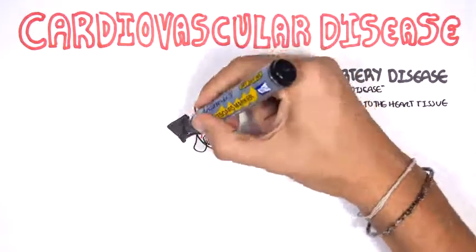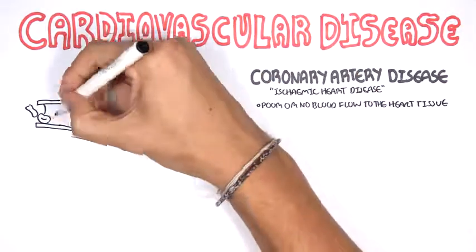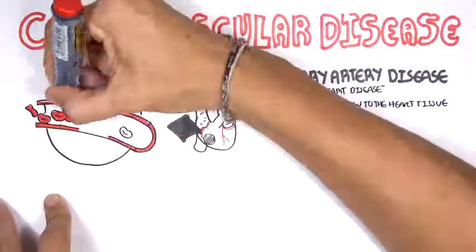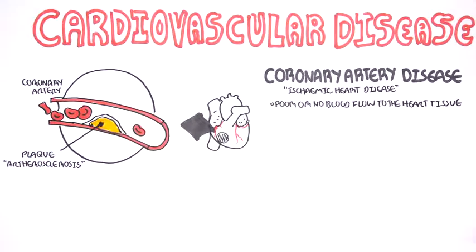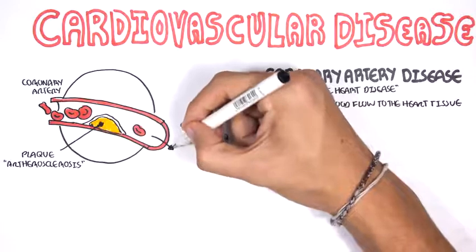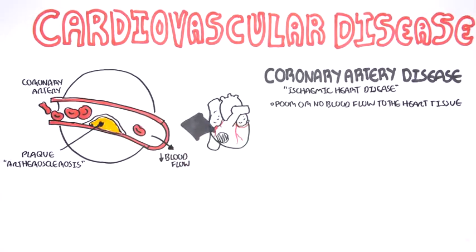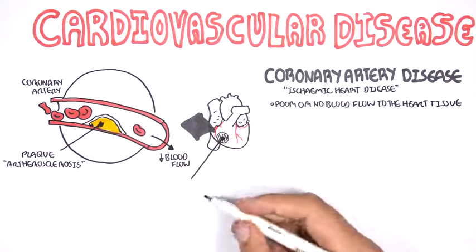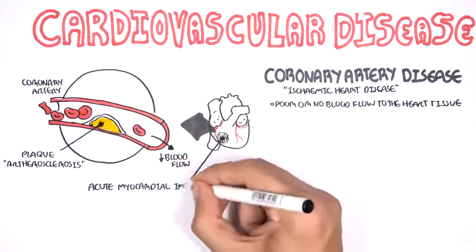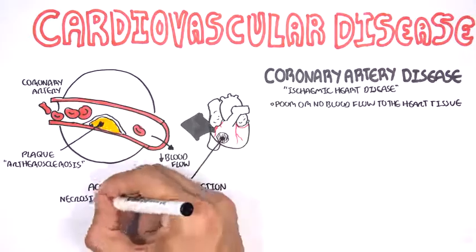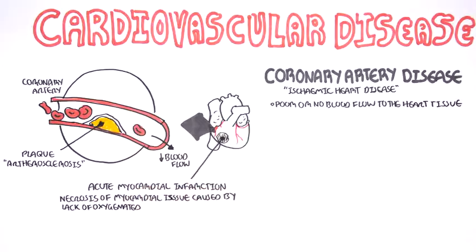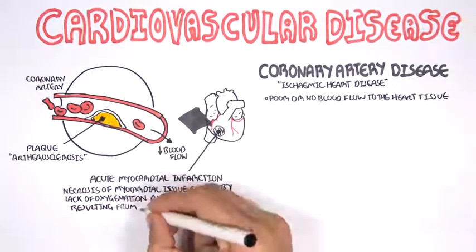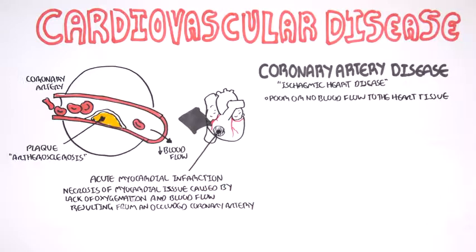And here we have the heart, and the heart is supplied with blood by vessels called the coronary arteries. But if we have a plaque as a result of atherosclerosis, for example, we have decreased blood flow to the heart tissues. And if we get no blood flow, it can lead to acute myocardial infarction. And this is where we have necrosis of the myocardial tissue caused by lack of oxygenation and blood flow. And as I mentioned, acute myocardial infarction is a result of an occluded coronary artery.